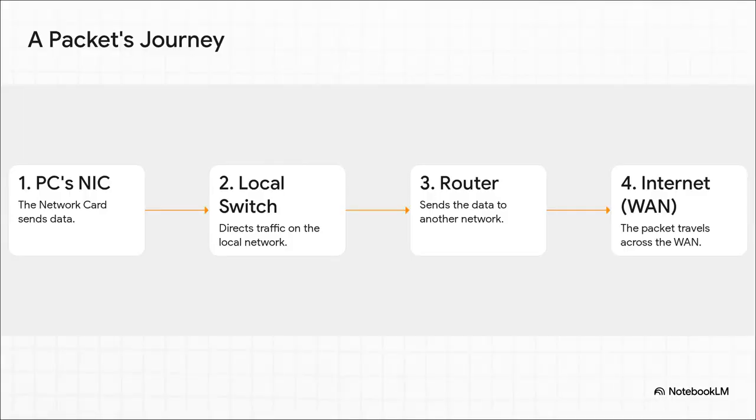So let's trace a packet's journey. It starts with your computer's network interface card, or NIC. That's what sends the data out. If the data is for another computer in your house, your switch directs it right there. But if that data is going out to the internet, the switch sends it to the router. The router is the gateway, the bouncer that connects your little local network to the massive wide area network.